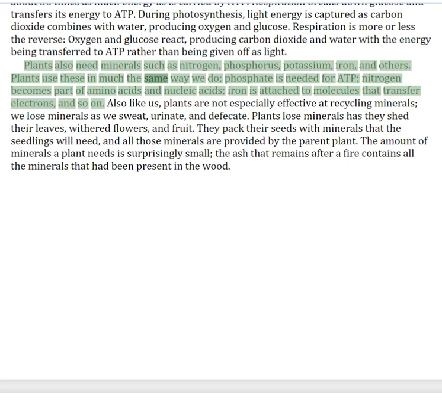Plants also need minerals such as nitrogen, phosphorus, potassium, iron, and others. Plants use these in much the same way we do. Phosphate is needed for ATP, nitrogen becomes part of amino acids and nucleic acids, iron is attached to molecules that transfer electrons, and so on.